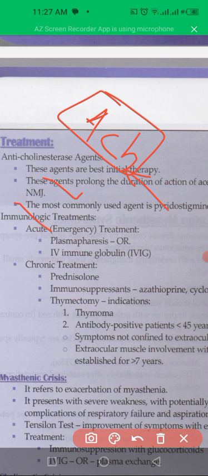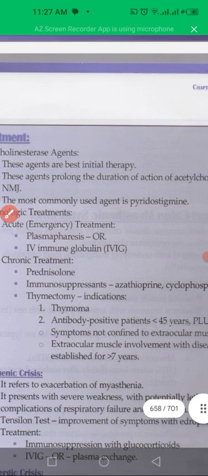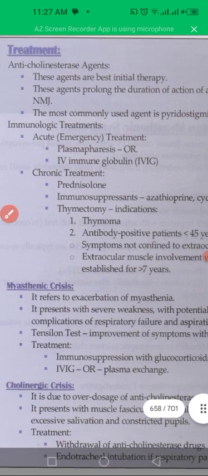Acute treatment is plasmapheresis, and IV IgG should be given. Chronic treatment is prednisolone, immunosuppression, and thymectomy. In antibody positive patients, thymectomy is done. For extraocular muscle involvement, treatment should be done accordingly.